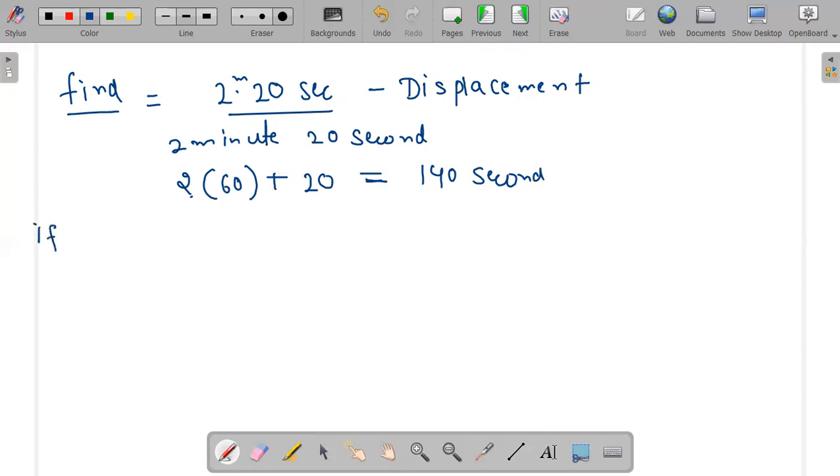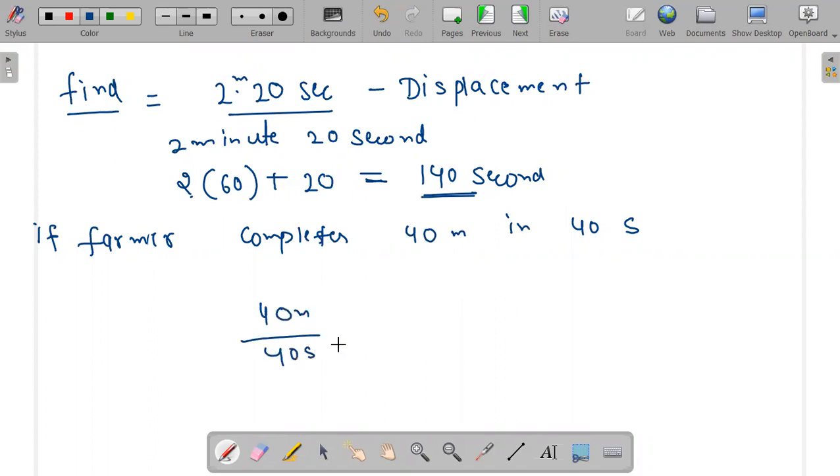So my question is, if a farmer completes 40 meters in 40 seconds, I have to find how much distance he will complete in 140 seconds. If he completes 40 meters in 40 seconds, as given, then in 140 seconds he will complete 140 meters. Okay, how do I cut it?